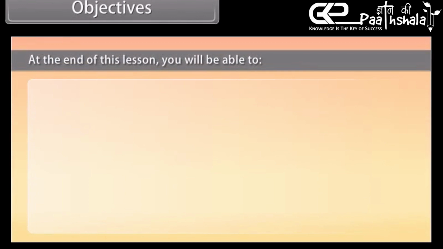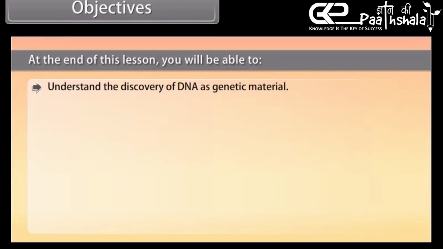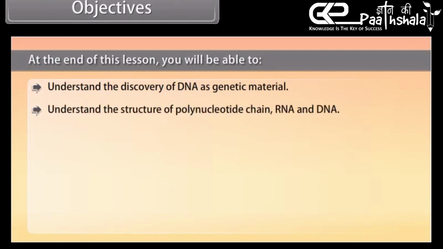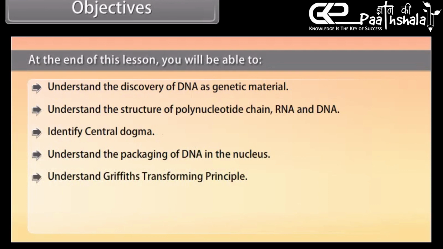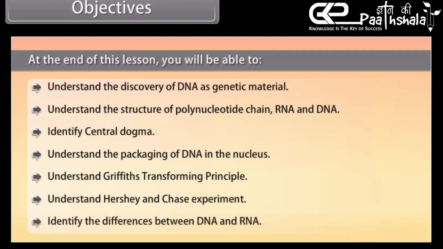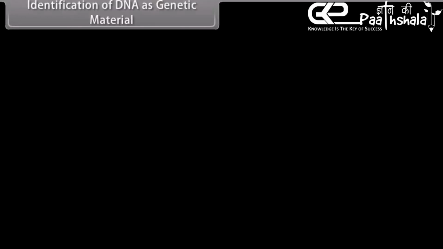Objectives. At the end of this lesson, you'll be able to understand the discovery of DNA as genetic material, understand the structure of polynucleotide chain, RNA and DNA, identify central dogma, understand the packaging of DNA in the nucleus, understand Griffith's transforming principle, understand Hershey and Chase experiment, identify the differences between DNA and RNA, and identify DNA as genetic material.